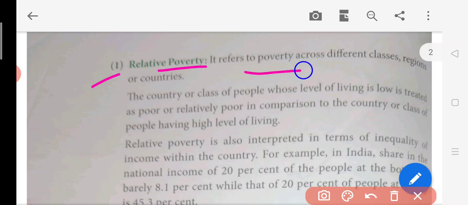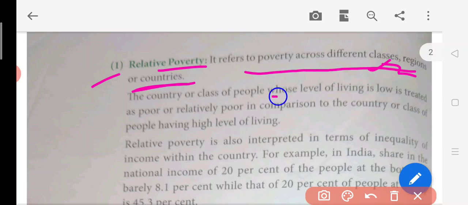It refers to the poverty across different classes, regions, or countries. Like here, there are different classes in our society, regions, or countries. In India also we have various regions, and we can say that parts like Odisha and Bihar are the areas where we can find a lot of poor people. So basically, region wise also you can see this poverty. According to classes also you can see it, and if you look at countries, you can compare country wise also. So you can relate or compare one with the other. This is called relative poverty.